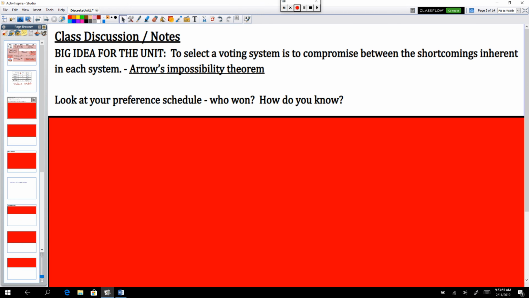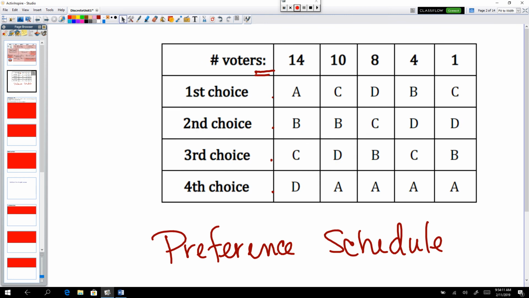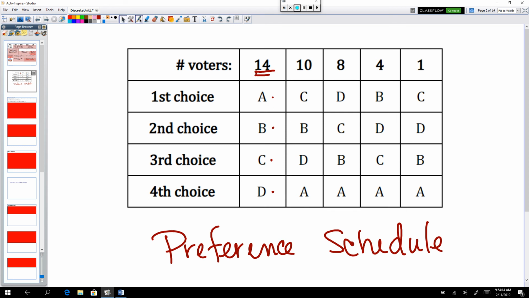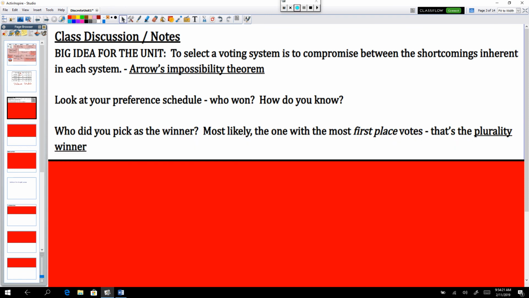So in your preference schedule, when you did this as a project, you might say, well, I'm used to declaring that the person with the most first choice votes, Alicia, is the winner. That's probably what you're used to when you talk about election results. That's called plurality. If you are simply counting the candidate with the most first place votes, you have chosen the plurality winner. You have used the plurality method.